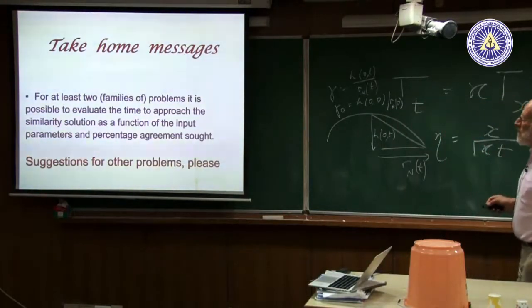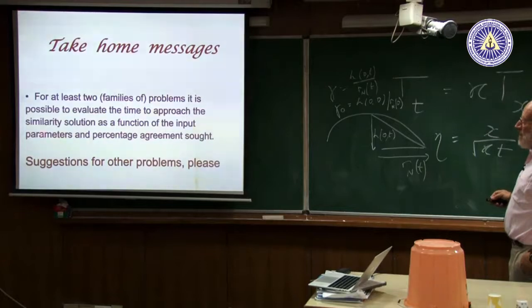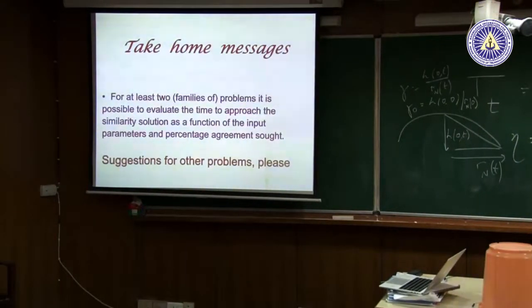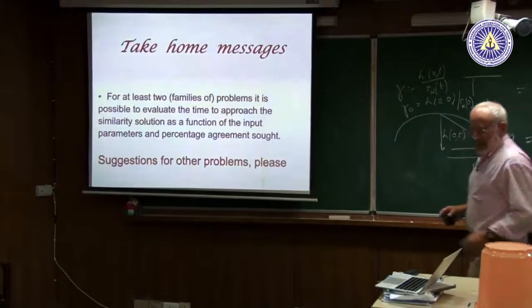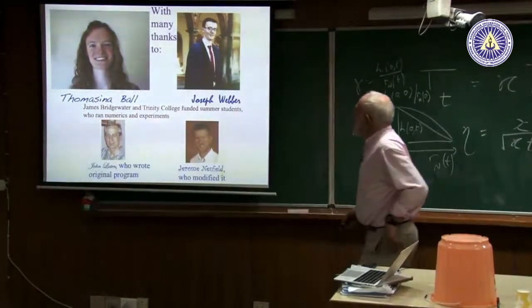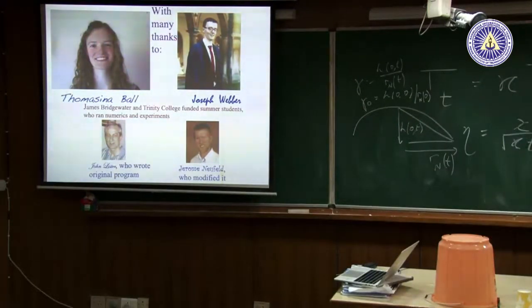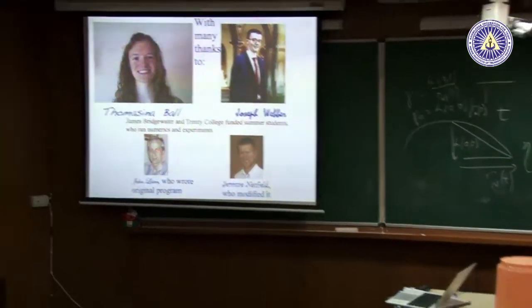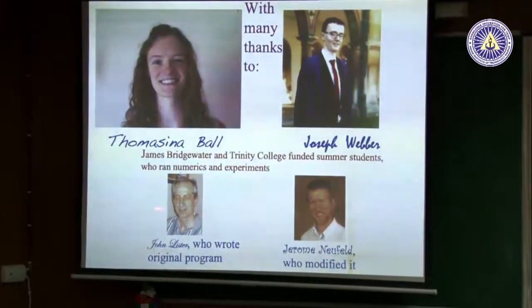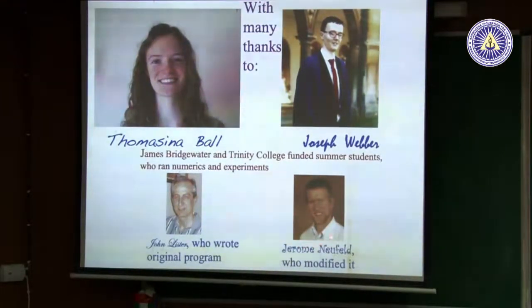So what I wanted to say is remember that there are at least two families, because I talked about axisymmetric and one-dimensional problems where you can work it out. I think there are other problems, and if you have any suggestions, I'll happily listen. These are the people who are involved, and many thanks to them. John Lister, my one-time student and colleague, who wrote the original numerical program that we used. Jerome, my one-time postdoc and now colleague, who modified it slightly.